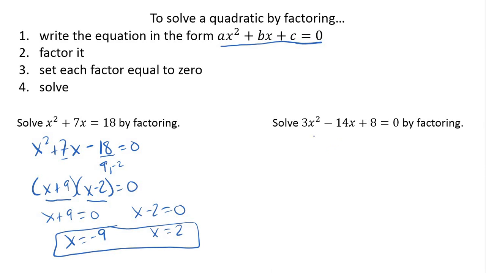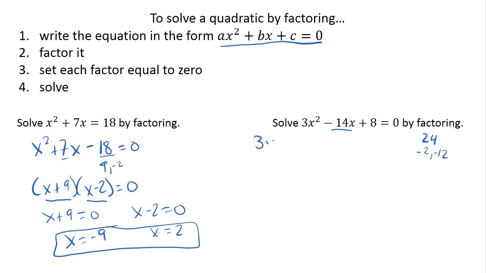How about this guy? Now it's already set equal to 0, but I did it because it's got a 3 out front. So remember the strategy there. 3 times 8 is 24. Let me just write it over on the side. So 24. I want two numbers that multiply to make 24. They will also add to make negative 14. Well, how about negative 2 and negative 12?